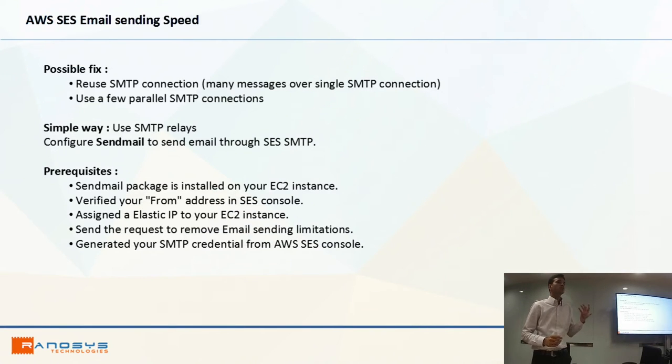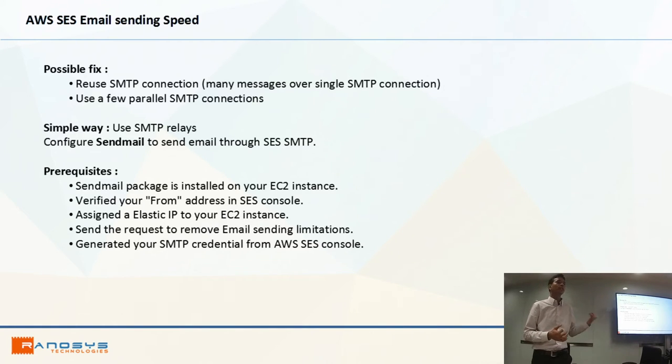First solution, you can still use SMTP, but reuse the SMTP connection. If you are sending 100 emails in a script, you can use the same SMTP connection, or you can create a few parallel SMTP connections to send the emails. So this is the optimized way. But still, if you are sending only one email in one script, then it is taking time. So what other alternative can you use? I'm explaining one alternative here.